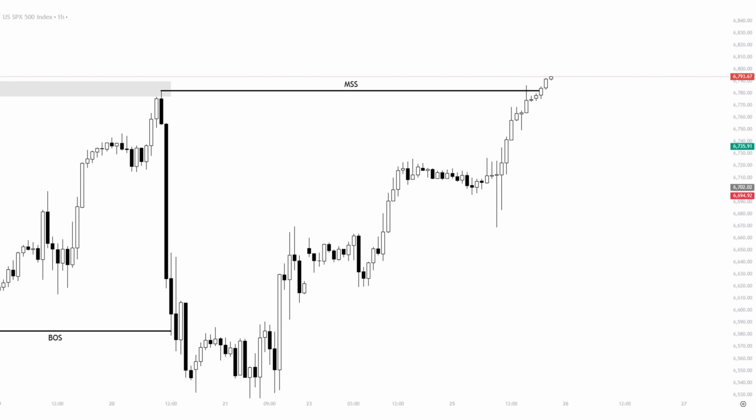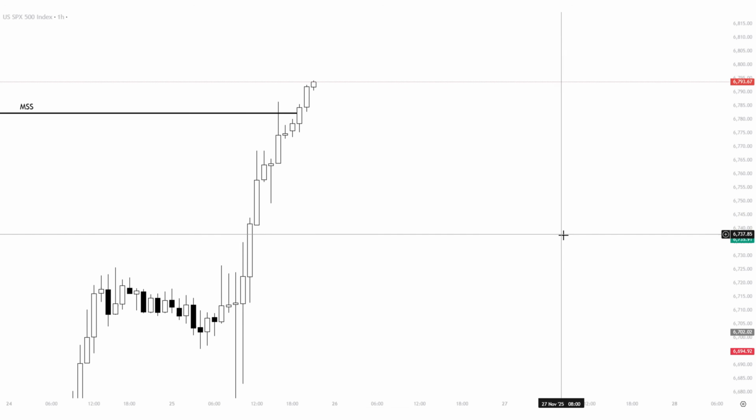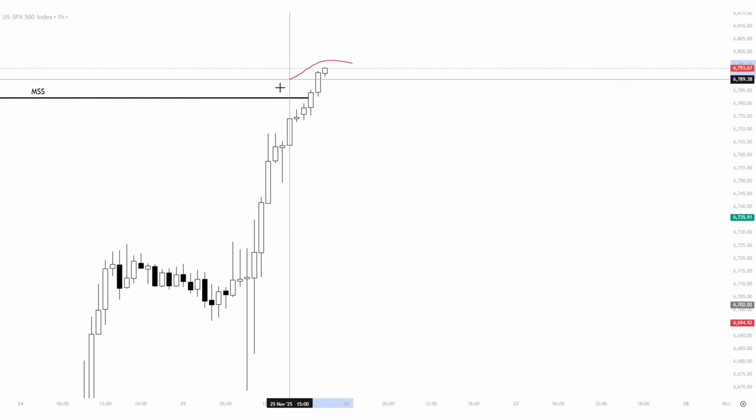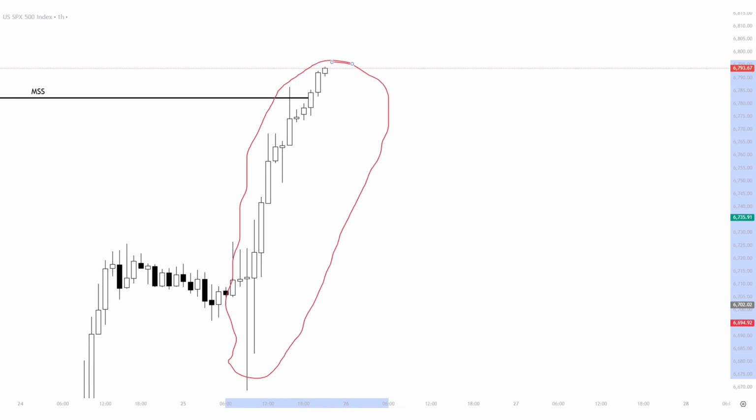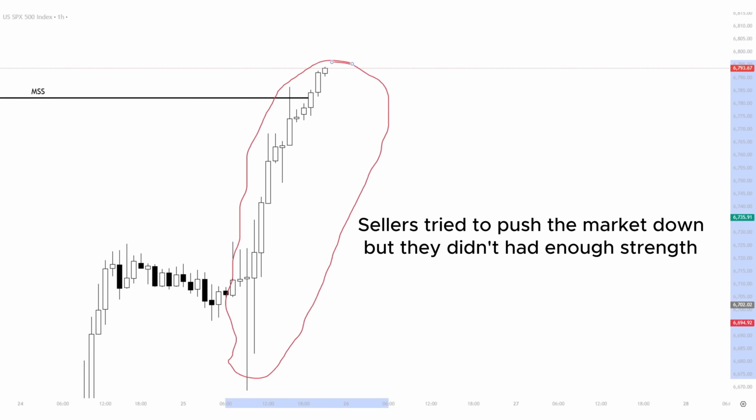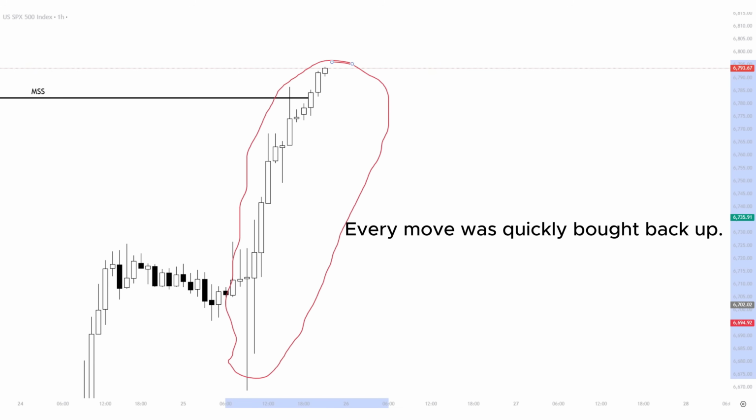Now when a significant break of the swing levels happens, we carefully watch the price action and market structure that has led to that point. Here, for example, we have all the candles closing bullish, with larger lower wicks, but still closing bullish. The psychology of these types of candles basically says that sellers tried to push the market down, but they did not have enough strength, because every move was quickly bought.